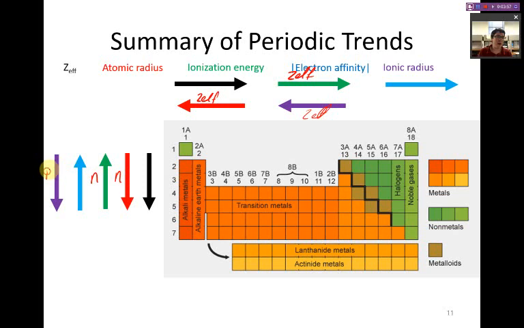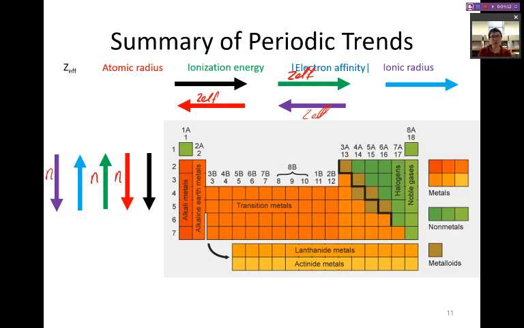And the reason why it gets larger as we go from top to bottom is because we have an increased number of shells, and therefore those electrons are held out in larger shells and farther away from the nucleus.